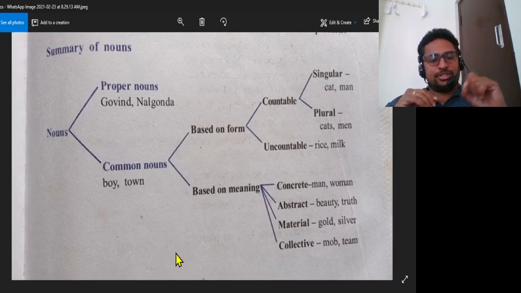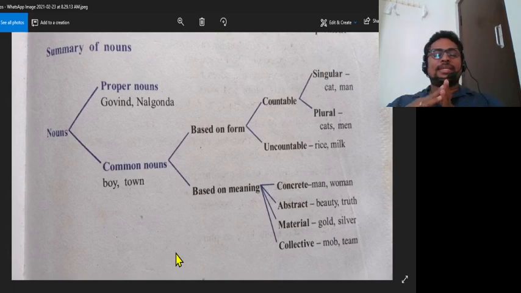First part of speech is noun. We know what is noun. Noun is a naming word. It denotes the name of persons, places, things, languages, birds, etc. Nouns may be mainly classified into 2 types: proper noun and common noun.